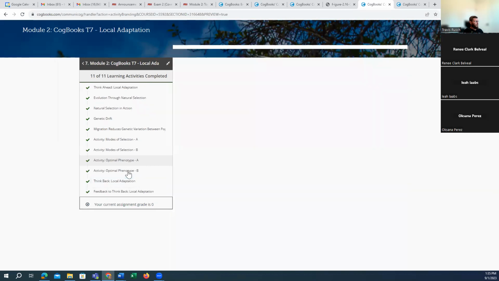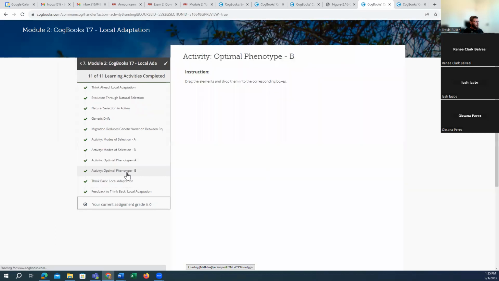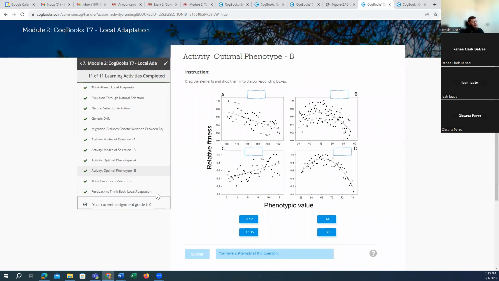Yeah, we were correct. And what is this last one next? Okay, so this is the same exact thing. So let's go through this one. We can do it quick, but just to make sure that we have a good understanding. So what phenotypic value for A would produce the greatest fitness?